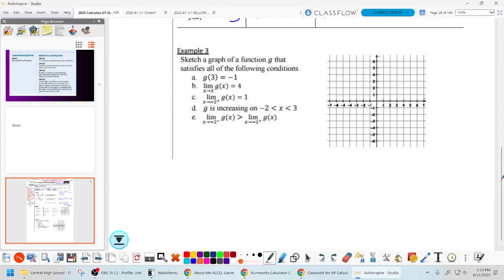require very specific language. Alright, we're sketching a graph of a function that satisfies all these conditions. So, g of 3 equals -1, what goes there? Just a point, yeah.